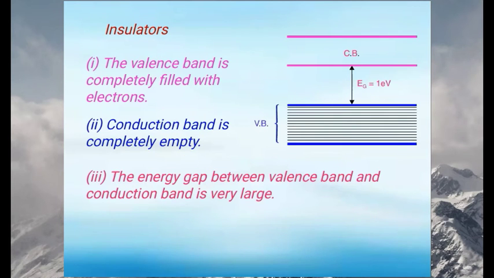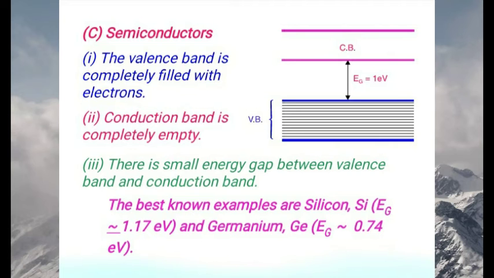Next is the insulator. The valence band is completely filled with electrons and the conduction band is completely empty, as shown in the figure. The energy gap between the valence band and conduction band is very large. Next, the semiconductor. The valence band is completely filled with electrons and the conduction band is completely empty. As shown in the figure, there is a small energy gap between the valence band and conduction band. The best known examples are silicon and germanium.